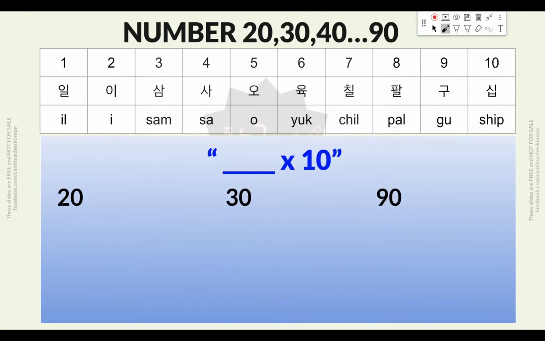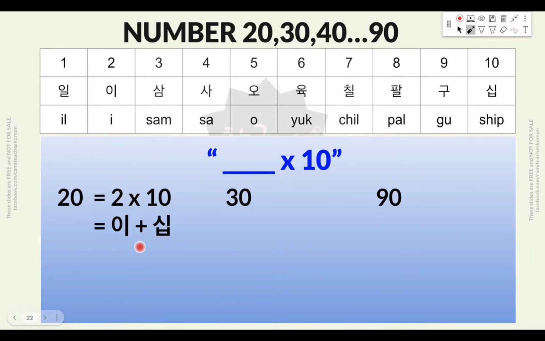Alright, so let's review how do we make the 20, 30, 40, up to 90. So, these are the tens digits. So, what we do, we still apply the ship na number, pero nasa unahan na po siya. So, if you want to make 20, all you need to do is to get the first digit na 2, 2 times 10. So, dapat marunong kayo sa mathematics. So, 2 times 10, E plus ship. So, E ship. So, 20 ay E ship.